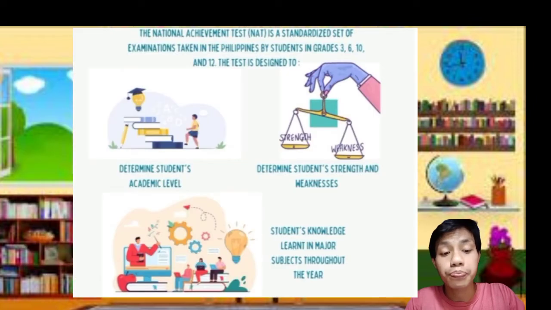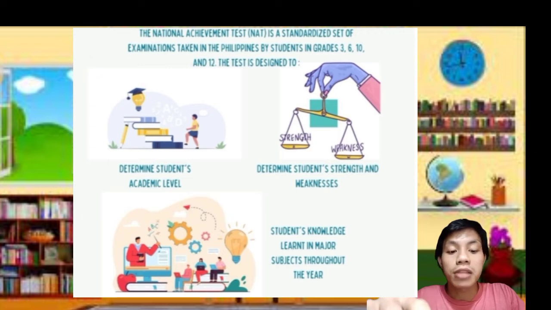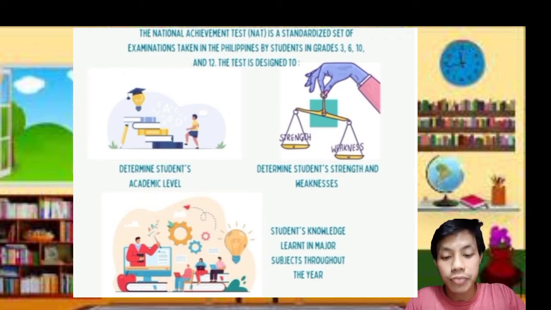In the poster, we can see the 3 purposes of the National Achievement Test. First, it determines the student's academic level. Second, it determines the student's strengths and weaknesses. And lastly, third, it determines the scope of students' knowledge that they learned in their major subjects throughout the year.